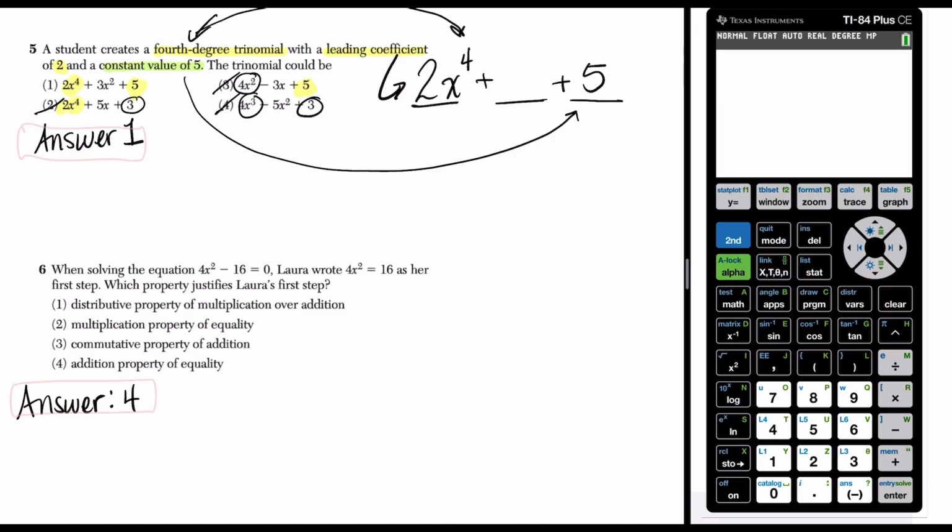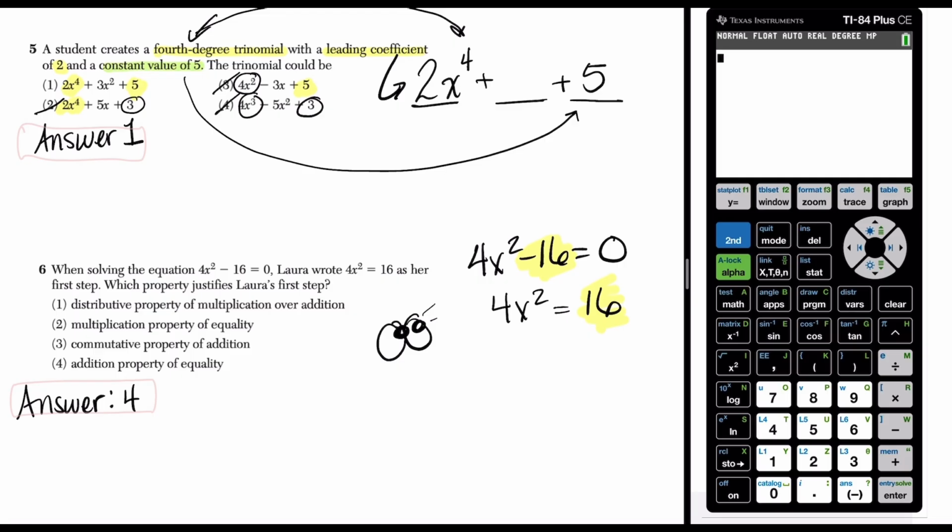Let's look at number 6. When solving the equation, we want to see what Laura wrote, and we want to figure out what her first step actually was. So she started off with this, and then next she had this. You're really looking for what's the difference. This is one of those look and figure out what's different about these two and what made that difference. Clearly the difference is that somehow this went away, and then we changed this from a 0 to a 16.